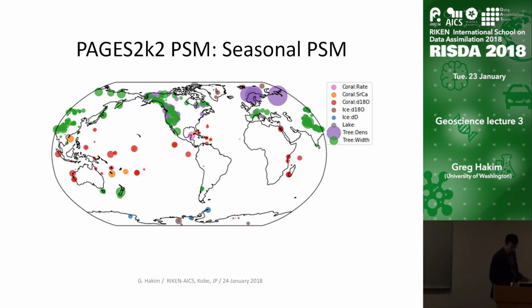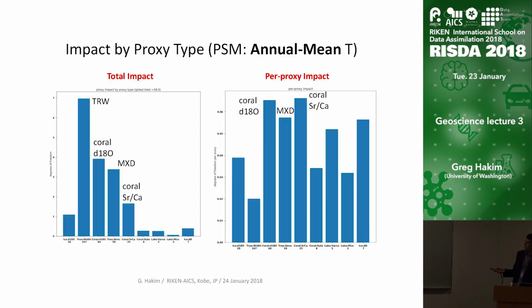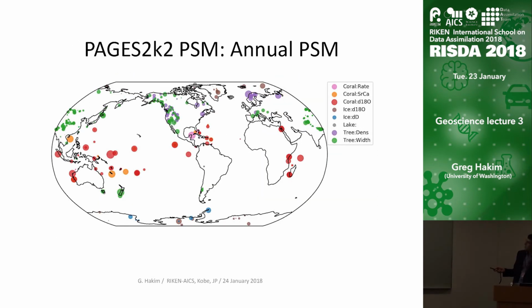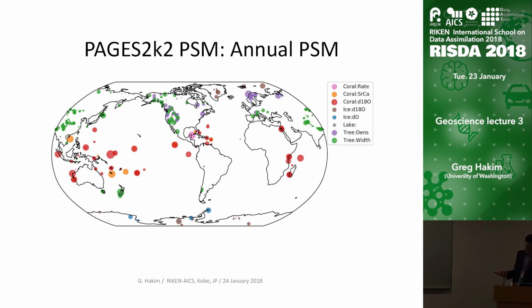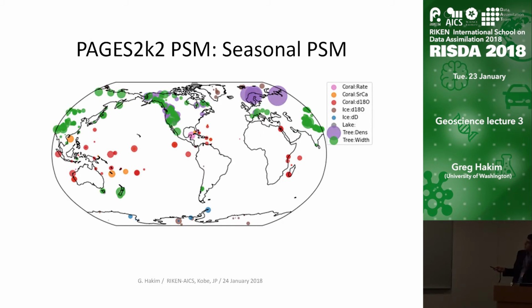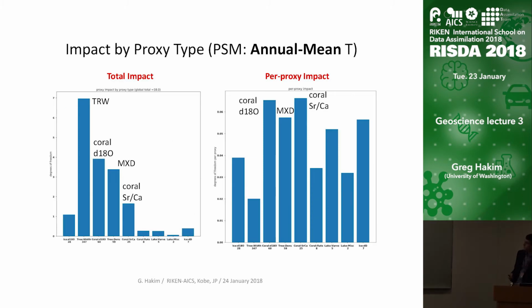Okay, so back to the main point here. What do we see? We see that the coral symbols are not changing very much. But the trees, the greens and the blues are getting bigger, especially look at the tree ring density. The impact of those records has increased dramatically. So we can summarize this by summing the impact.